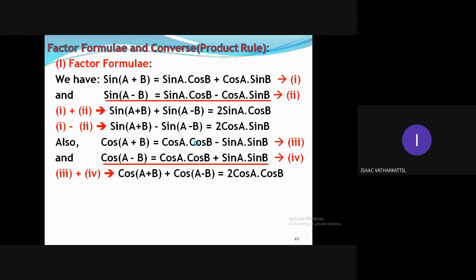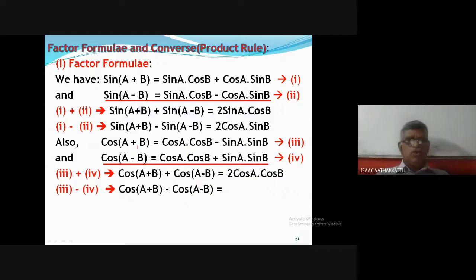Whereas when you subtract 3 minus 4, cos a cos b cancels, and here we get minus 2 sin a sin b. So cos(a+b) minus cos(a-b) is minus 2 sin a sin b. If you take cos(a-b) minus cos(a+b), you get 2 sin a sin b. We can keep it like that also. Let me keep it like this.